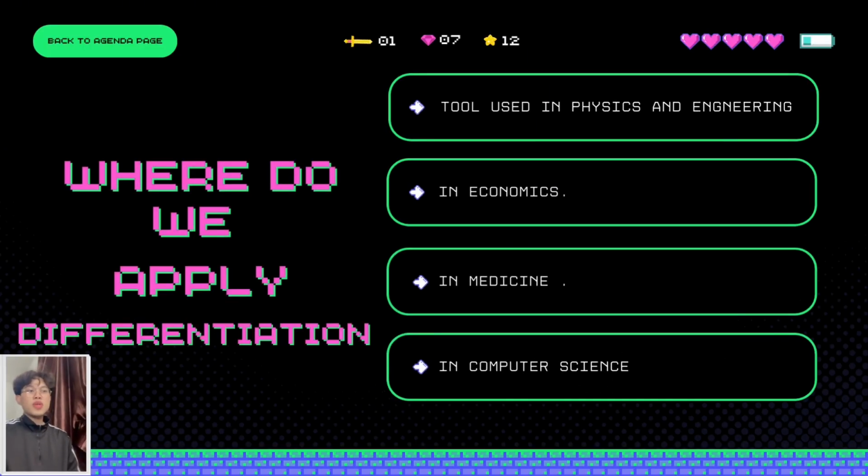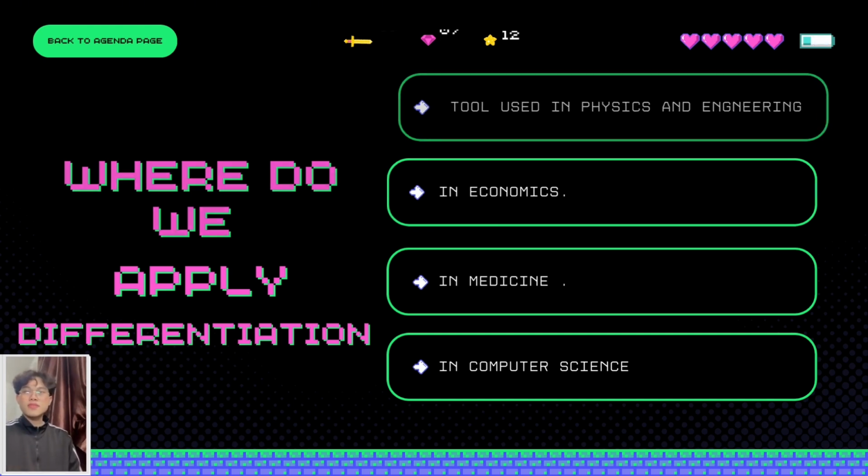Second, where do we apply differentiation? First, in physics and engineering. Second, in economics. Third, in medicine. And fourth, in computer science.